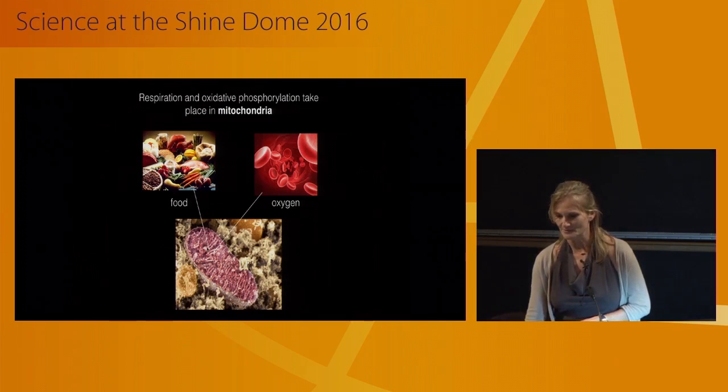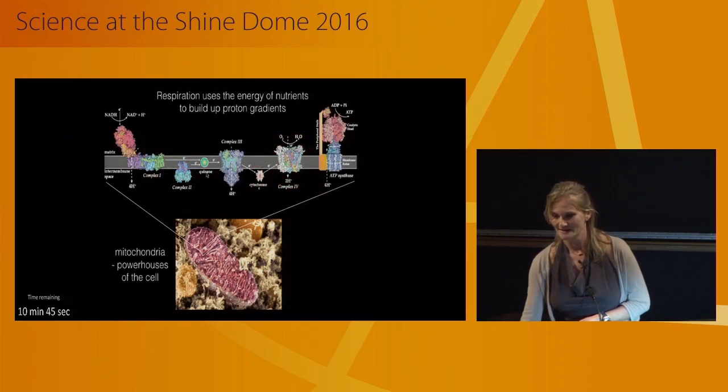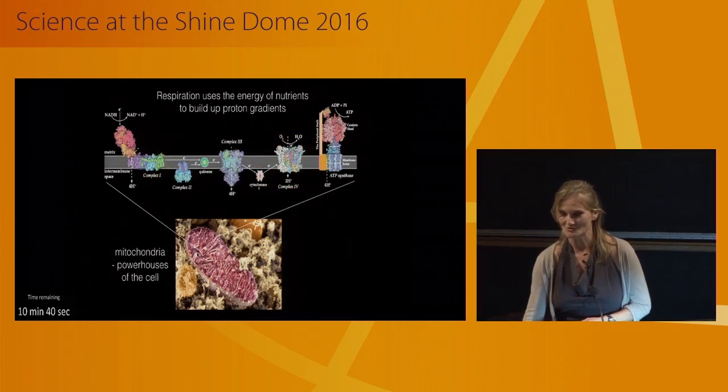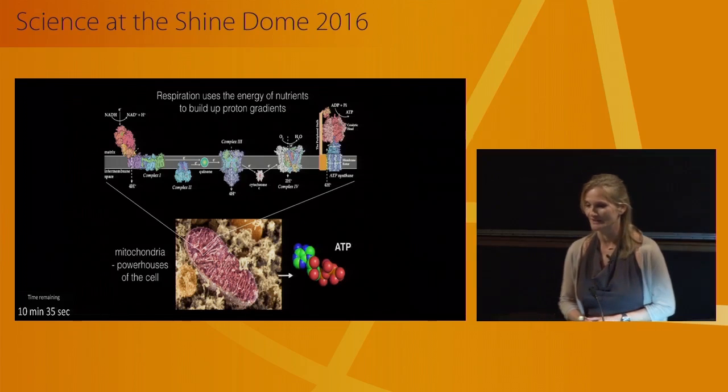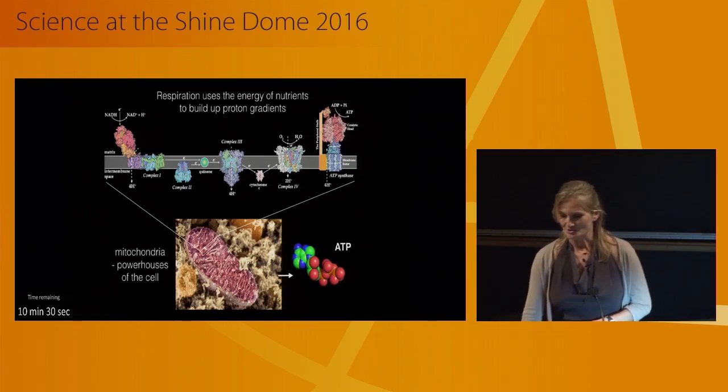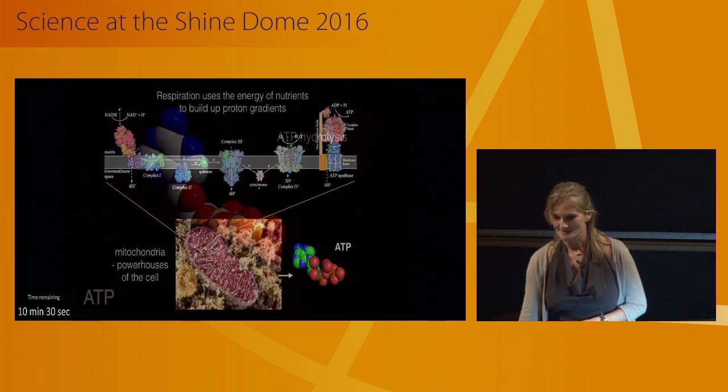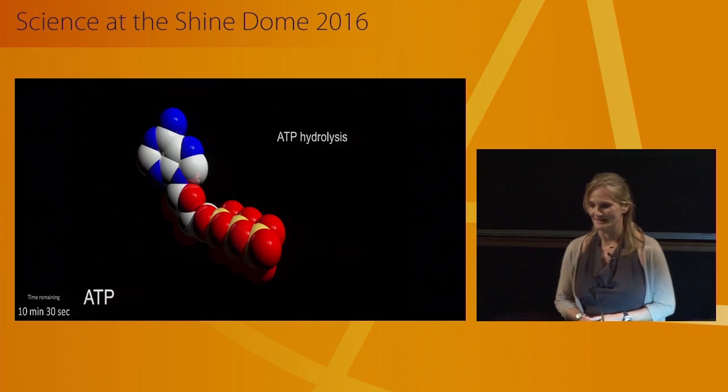So the inner membranes of the mitochondria are densely packed with respiratory enzymes, and these use breakdown products from nutrients and produce proton gradients across the inner mitochondrial membrane, and these again are then converted into the universal biological fuel, ATP.